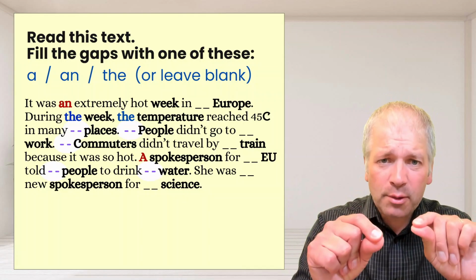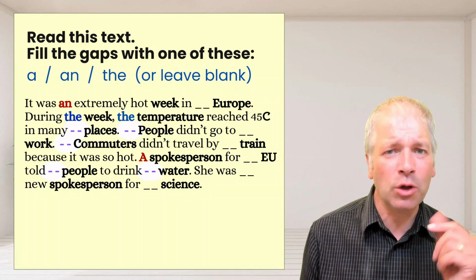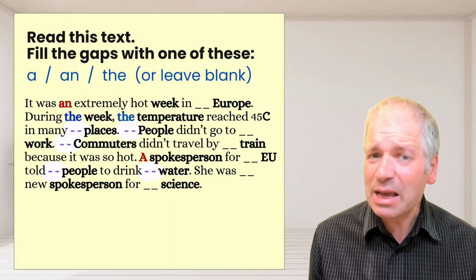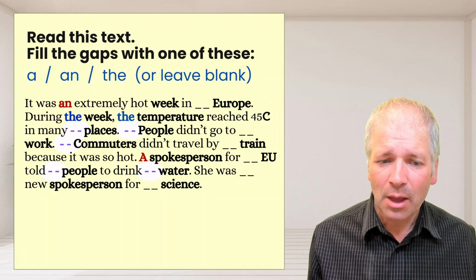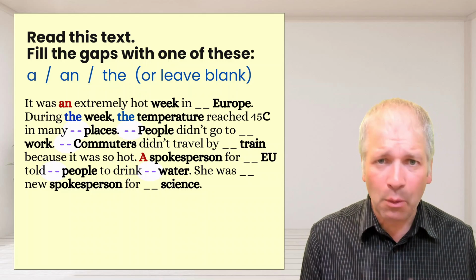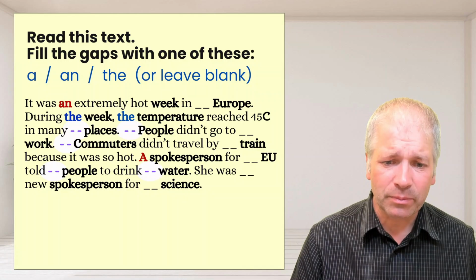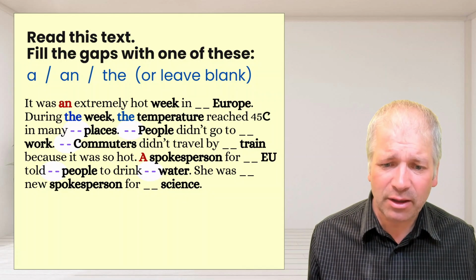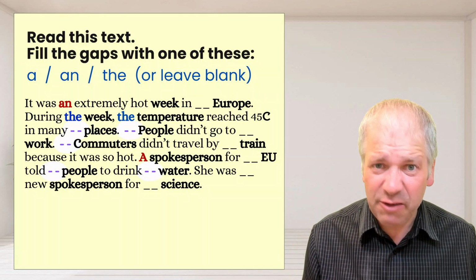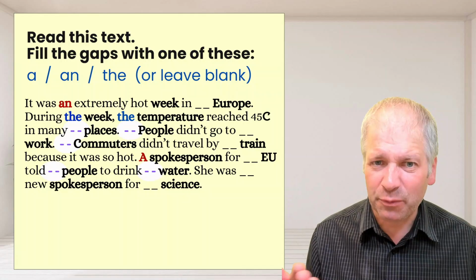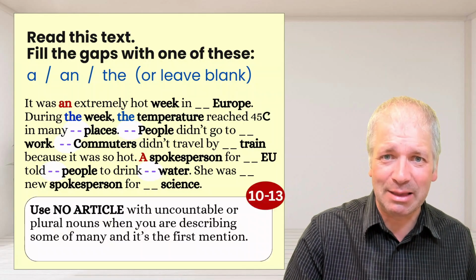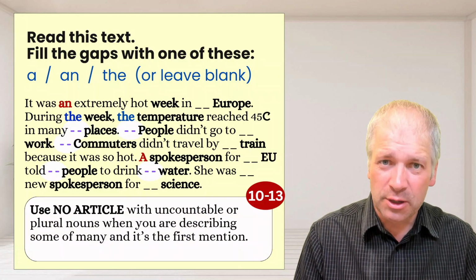Now, the 2 dots represent leaving it blank. We're not using a, an, or the here. So it's many places. Then the next sentence starts with people. People didn't go to, and then the next sentence also starts with commuters. There's no article before people or commuters. Then the second line from the end, a spokesperson for the EU told leave blank before people and leave blank before water. So why did we not use an article in any of these instances? It's because of the rules for no article.